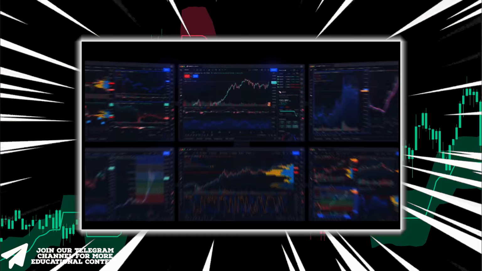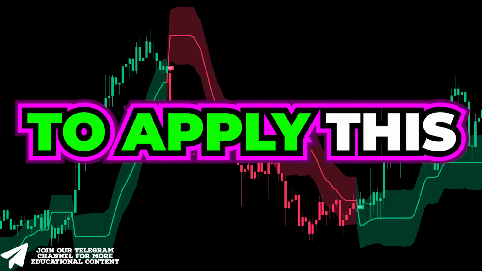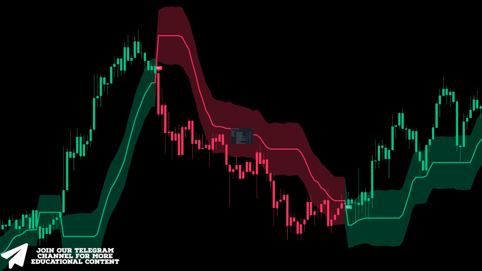Are you ready to supercharge your charts? To apply this next-gen MA indicator, go to the indicator menu.